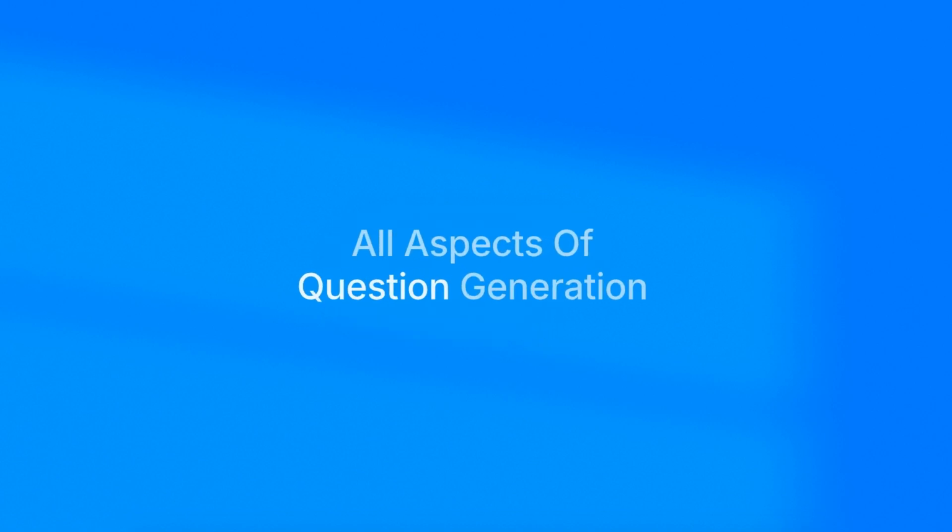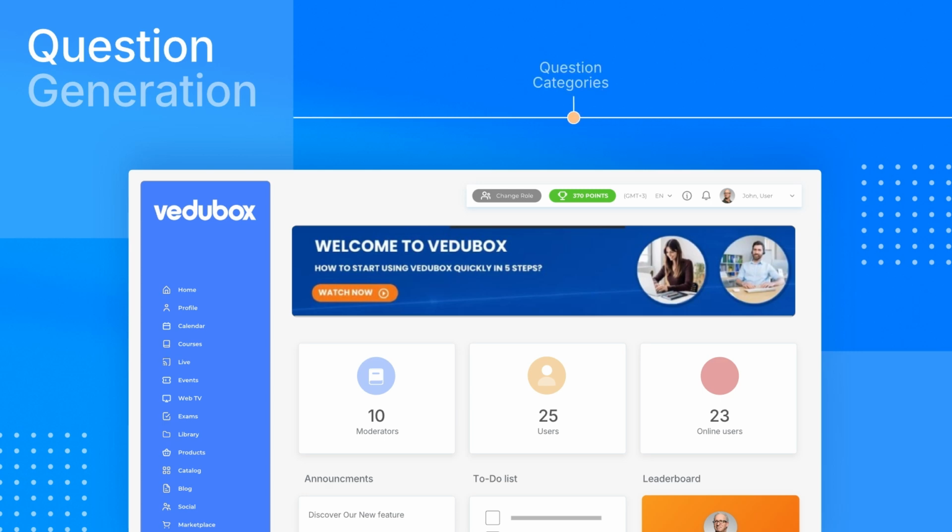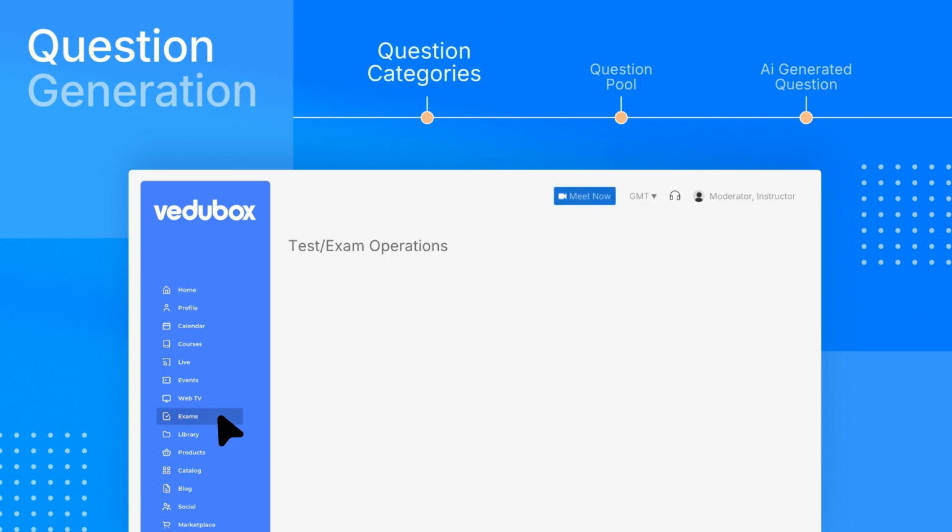In Phase 1, we are going to cover all aspects of question generation. We'll see how to create categories, build a question pool, and generate questions using AI. Let's start with question category.